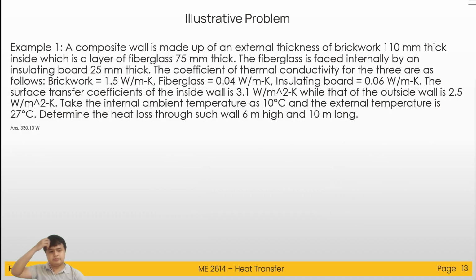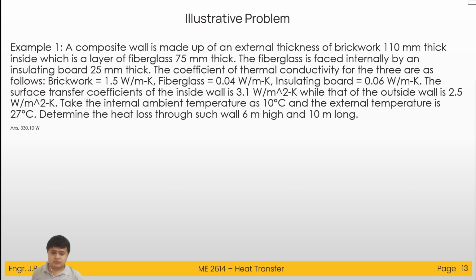For an example, we have here a composite wall. A composite wall is just a wall with different layers. You can imagine a wall with concrete, with insulation, and gypsum boards. Realistically, it happens. In this case, we have a brickwork with this thickness, fiberglass or insulation with this thickness, and then another insulating board. And then you have the given thermal conductivity of these three materials.